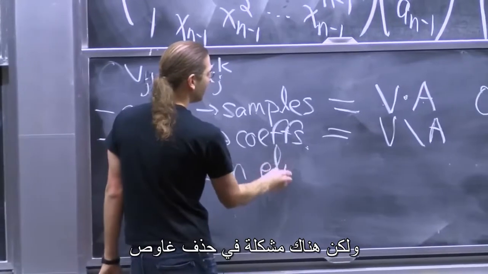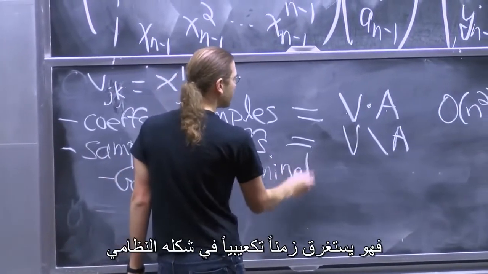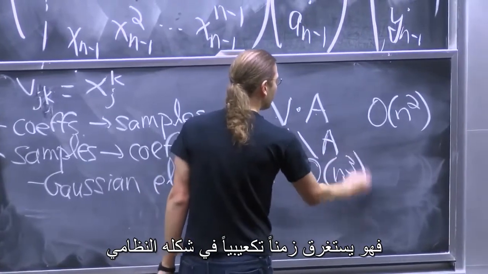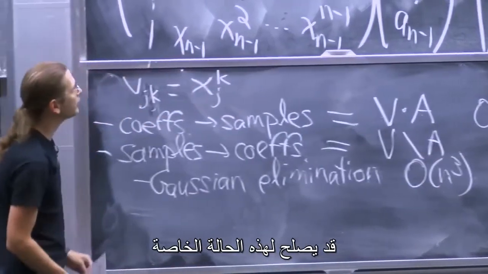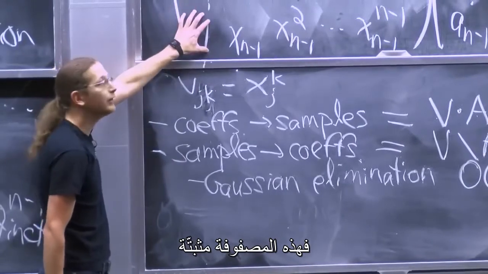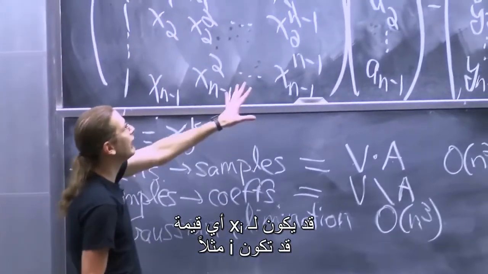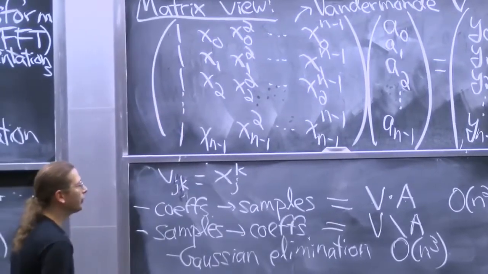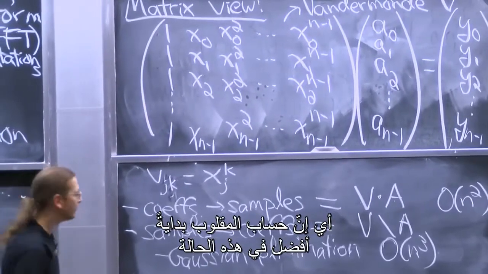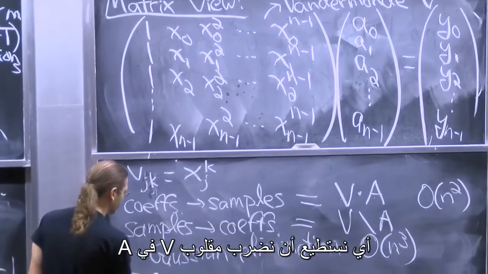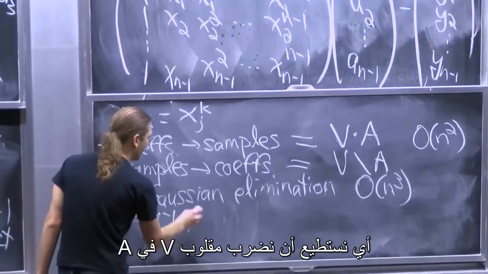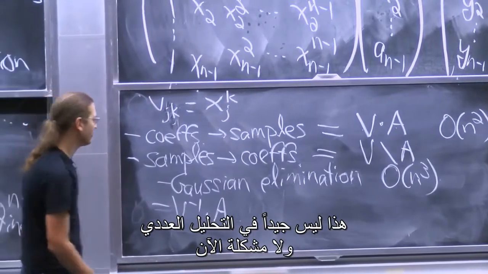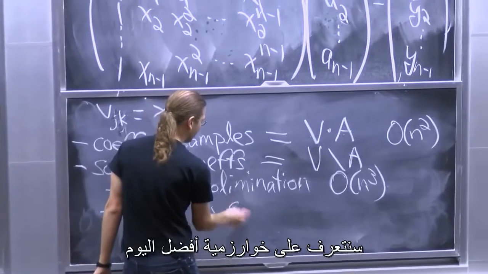Trouble with Gaussian elimination is it takes cubic time in its normal form. In this case, it's a little bit special because this matrix is essentially fixed. The xi's don't need to change. It could be xi is just i or something. So in this case, it's a little better to compute the inverse first. So we could also just do V inverse times A. From a numerical analysis standpoint, this is very bad, but don't worry about it for now. We're going to get a better algorithm today anyway.